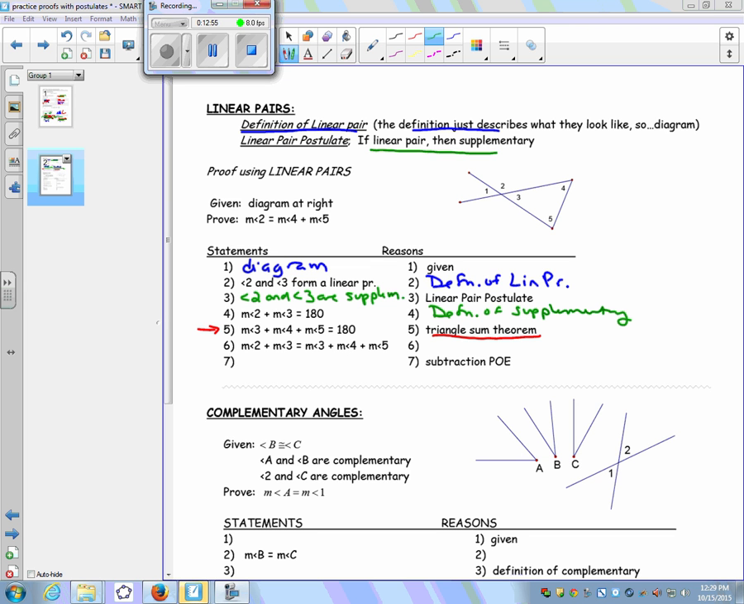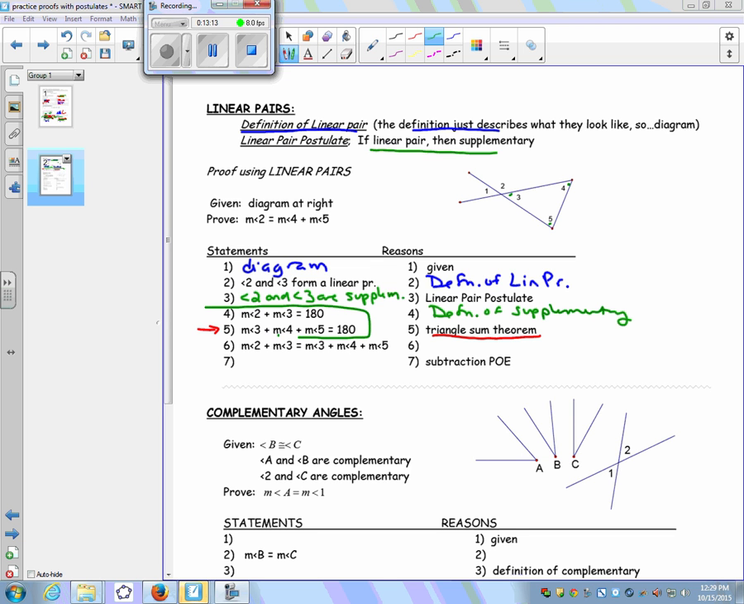Now, this was inserted in here. You're not expected to be able to insert that into your own proof, but it says measure of angle 3 plus measure of angle 4 plus measure of angle 5, 3 plus 4 plus 5, are angles of a triangle. They add up to 180 because of the triangle sum theorem. But what does that do?